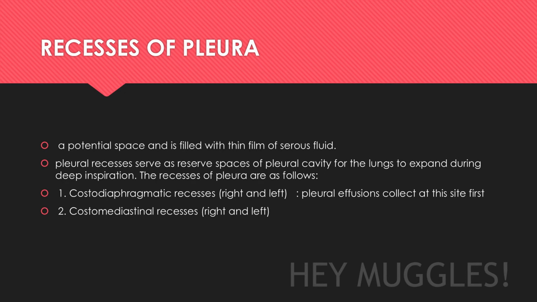Coming to your recess of pleura, what is the recess? Basically, it is a potential space that is filled with a serous fluid. So, serous fluid has two major functions. First is lubrication, so that it provides frictionless movement of the lungs, and second is that it provides surface tension, right? Why is it producing a surface tension? Because it pulls the parietal and your visceral pleura together.